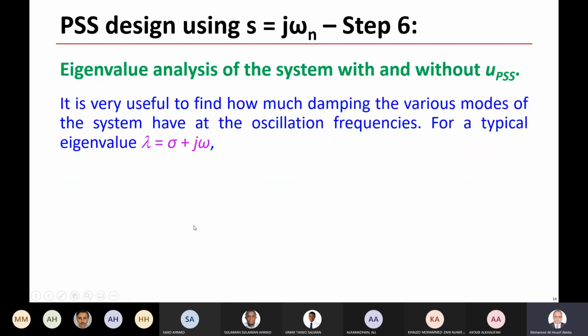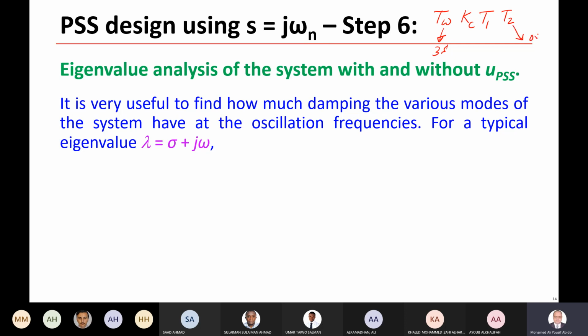After designing the power system stabilizer, designing the power system stabilizer means we need to set the TW, we need to find the KC, we need to find the T1, we need to find the T2. And as you can see, just to summarize what we have discussed so far, TW just set it equal to 3 seconds or whatever higher value.